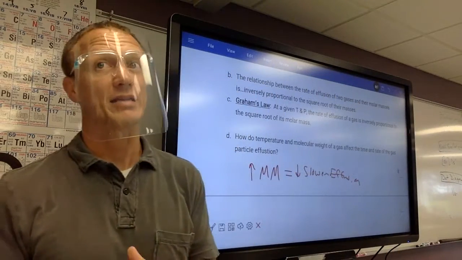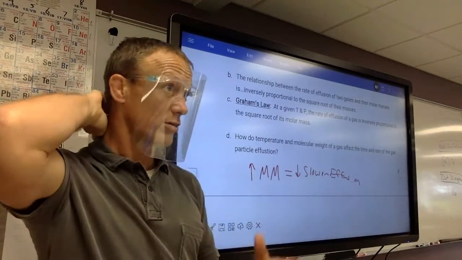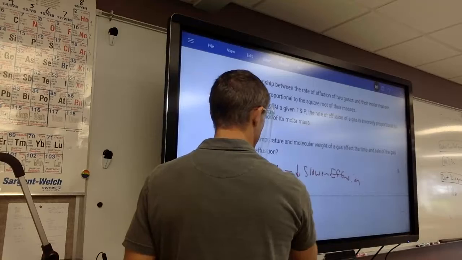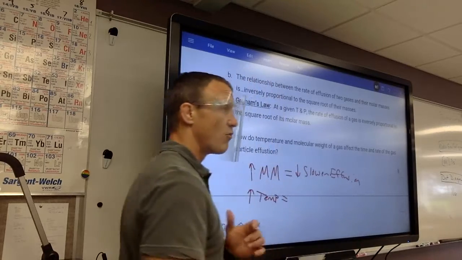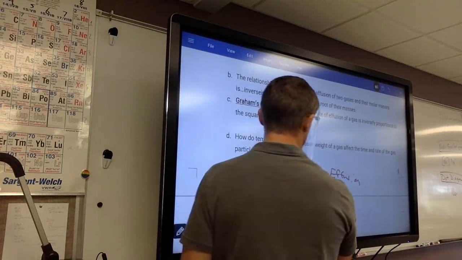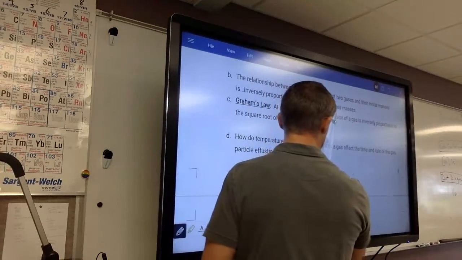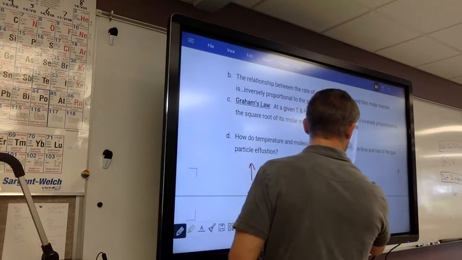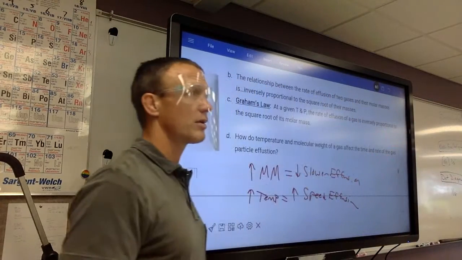What's the other thing that you think makes a gas escape faster or slower? Temperature. So if we increase temperature, now the molecules are moving faster. They have more motion. They have a better chance of making it through one of those openings. So increased temperature increases the speed of effusion. That's my horrible handwriting.